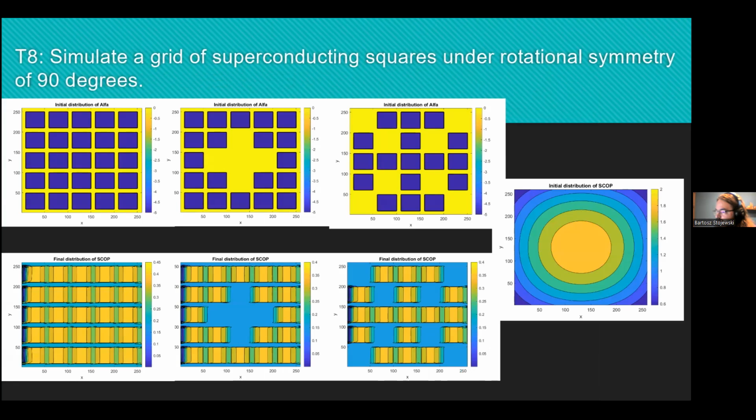Next is a simulation of a grid of superconducting squares under a 90-degree rotational symmetry, and protecting this symmetry from possible numerical instabilities. Simulations were performed for the entire class of superconducting structures in contact with a vacuum or non-superconducting material using the mapping of this geometry to the field alpha in the GL formalism.